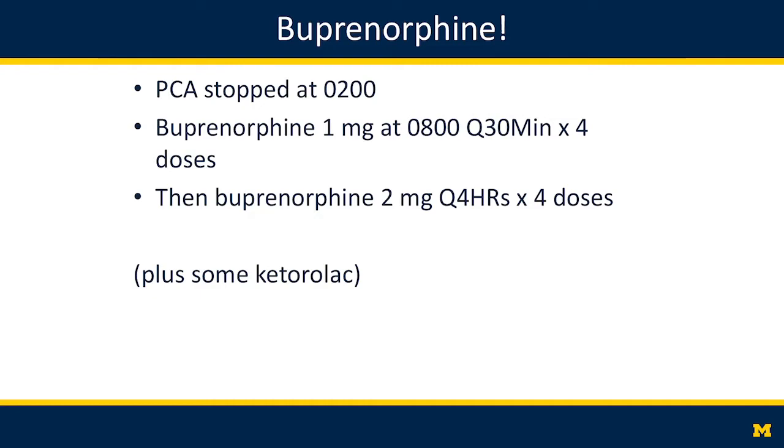And then we're going to give him 2 milligrams every 4 hours for 4 doses. Then that next day, we were going to start him on a maintenance dose. Okay. We also gave him some Toradol because no one had done that to that point. So we thought that might also help. What do you think of that dosing? Does that seem normal?